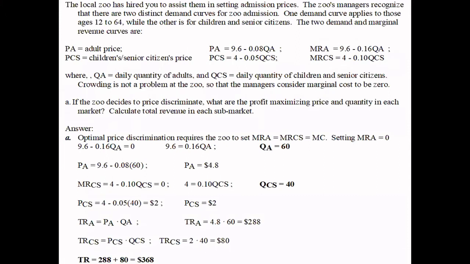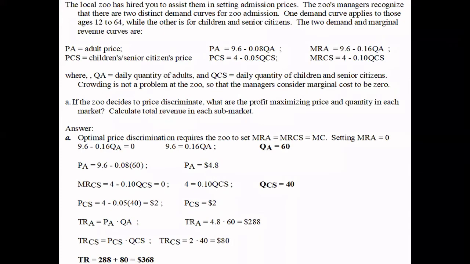Let's go, for example, to a zoo that has hired an assistant in setting the admission price. Pricing policy: how can we set the pricing policy, and how can I set the price policy? So in a zoo market, you have two different demands. If you go to Disney, you have different prices and different tickets for different usage. One demand curve applies to those aged 12 to 64, and another to children and senior citizens. So we have two groups here, and we are talking about third-degree price discrimination, grouping of people.